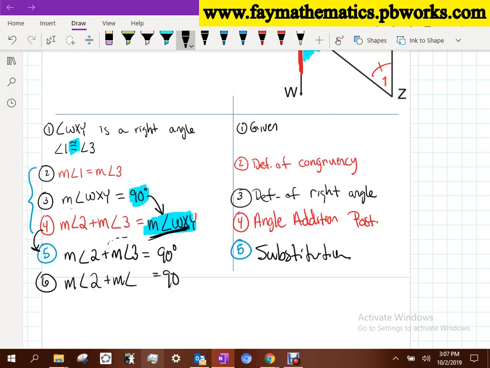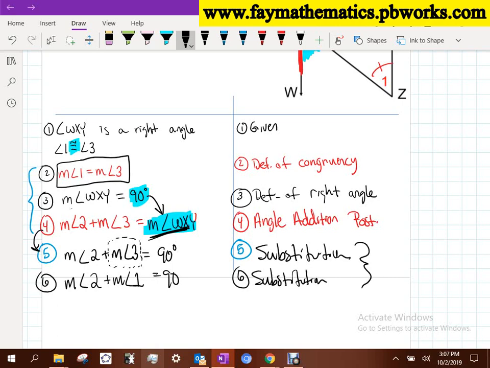But let's look at statement 5 here. That says measure of angle 3, right? I'm allowed to recall measure of angle 3. Measure of angle 1, right? Would you guys agree that those two things say the same thing? If 3 and 1 were the same thing, those two things are interchanged. I replaced 3 with 1 and they were equal, that's substitution again.